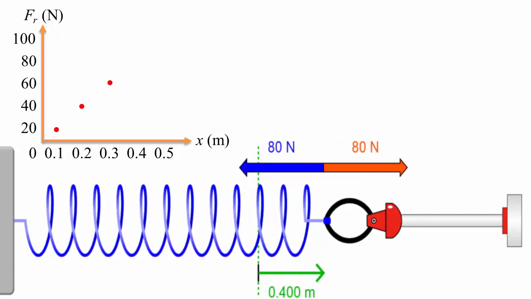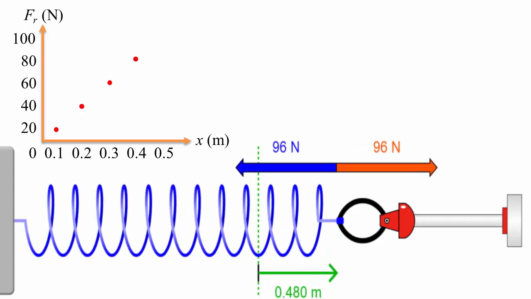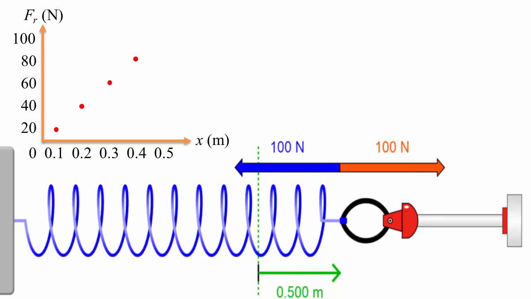A force of 80 newtons stretches the spring by 0.4 meters. And a force of 100 newtons stretches the spring by 0.5 meters. On the force versus displacement graph, we can see that the relationship between the force and the stretch, or the displacement, is a straight line. The gradient of this line is the spring constant.